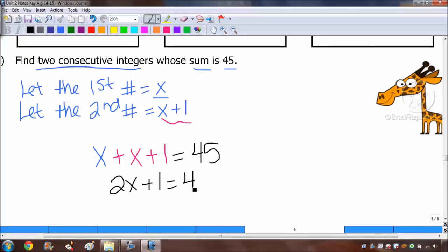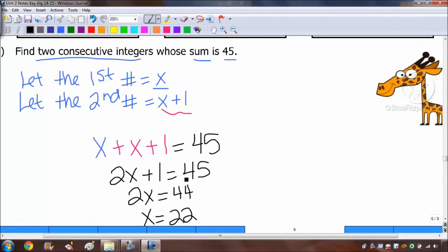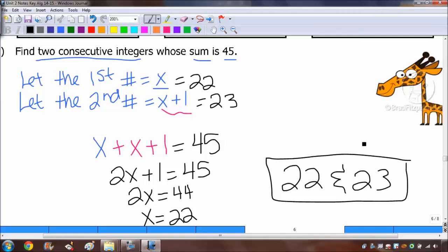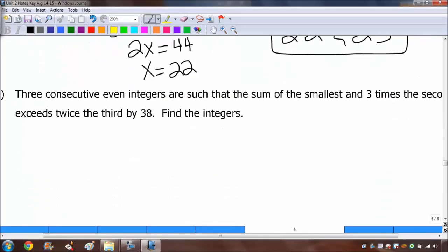Combine your like terms. You get 2x plus 1 equals 45. Get rid of the 1 by subtracting it, so you get 2x equals 44. Divide both sides by 2, you end up getting x equals 22. So that means that your first integer is 22, and your second integer is 23. So your answers are 22 and 23, which should make sense to you since the sum of 22 and 23 is 45.